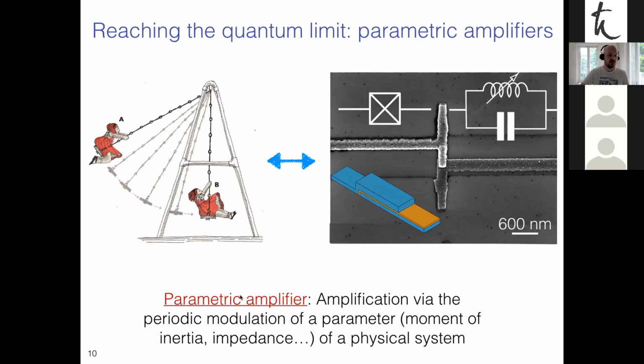So to make a long story short, a parametric amplifier is an amplifier with which you get amplification via the periodic modulation of a parameter. It can be the moment of inertia in the case of the swing, or the impedance in the case of a circuit. You have other physical systems. So any parameter that you might modulate at the right frequency with the right amplitude might be able to offer you a nice parametric amplifier.